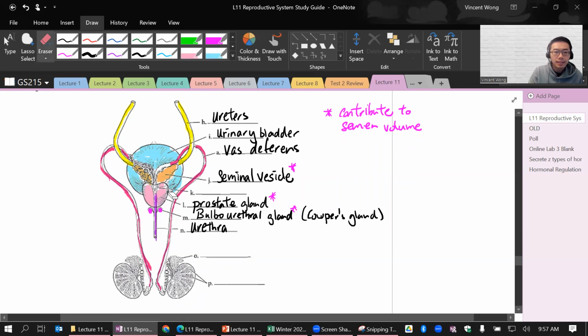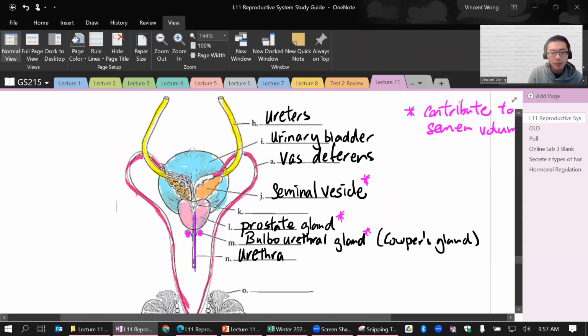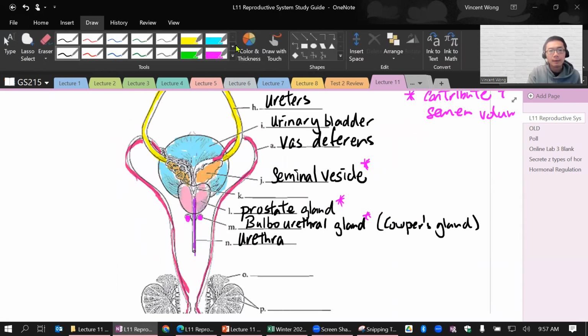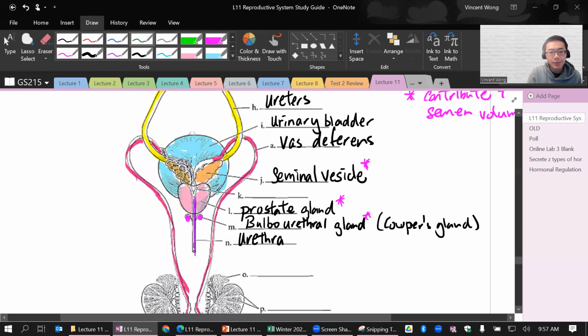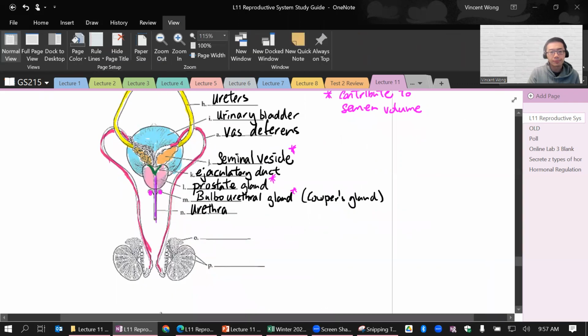All right, next here, K. It's a little bit hard to see, but let me zoom in a little bit. There are these ejaculatory ducts. They are surrounded by smooth muscles, which contract to expel the semen during ejaculation.